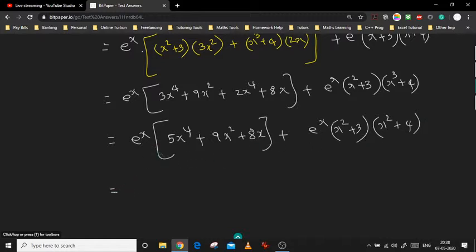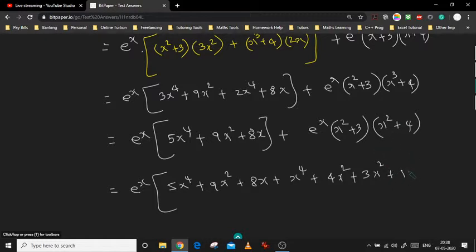Now I can factor out the e power x from these two terms. So doing so, this is going to be 5x power 4 plus 9x squared plus 8x plus the product of these two terms. I'm going to do the product of these two terms. First I multiply by x squared, I'm going to get x power 5 plus 4x squared, plus 3x cubed, multiplying with 3, 3 4s are 12.